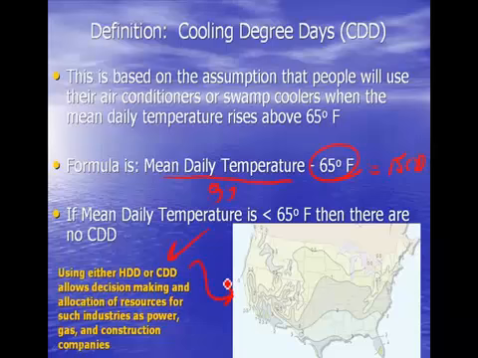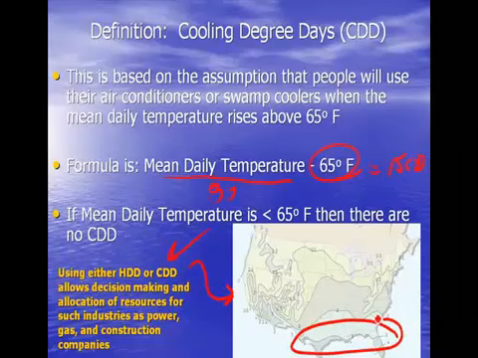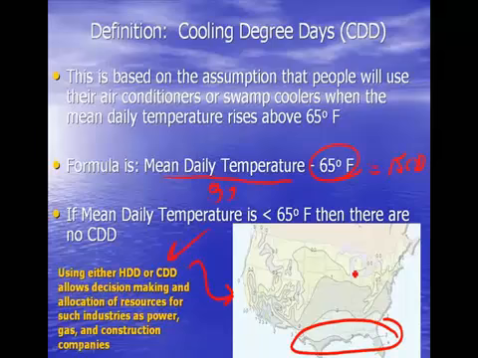What you're looking at here are cooling degree days. Again, we're talking about during the summer, and as you would guess, cooling degree days are higher in the south than they are up in our neck of the woods.